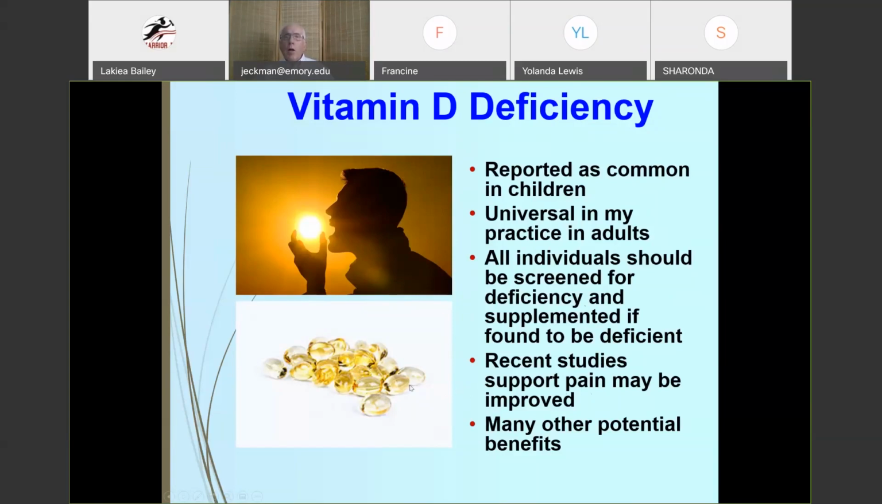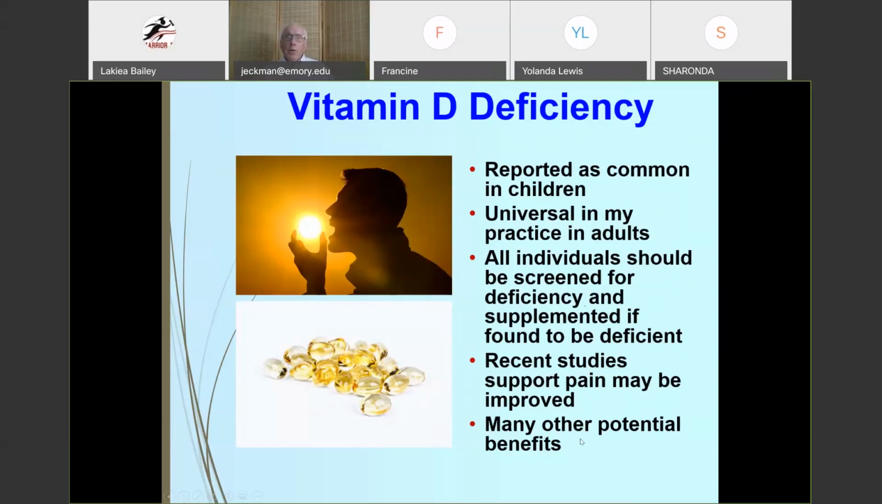And I think that all individuals should be on supplementation, and the dose will vary by the amount of deficiency that's detected with the blood tests. The other thing that's becoming apparent is that vitamin D may also improve pain in sickle cell disease, and this may be related to bone health, but it also may be related to other benefits that vitamin D has.